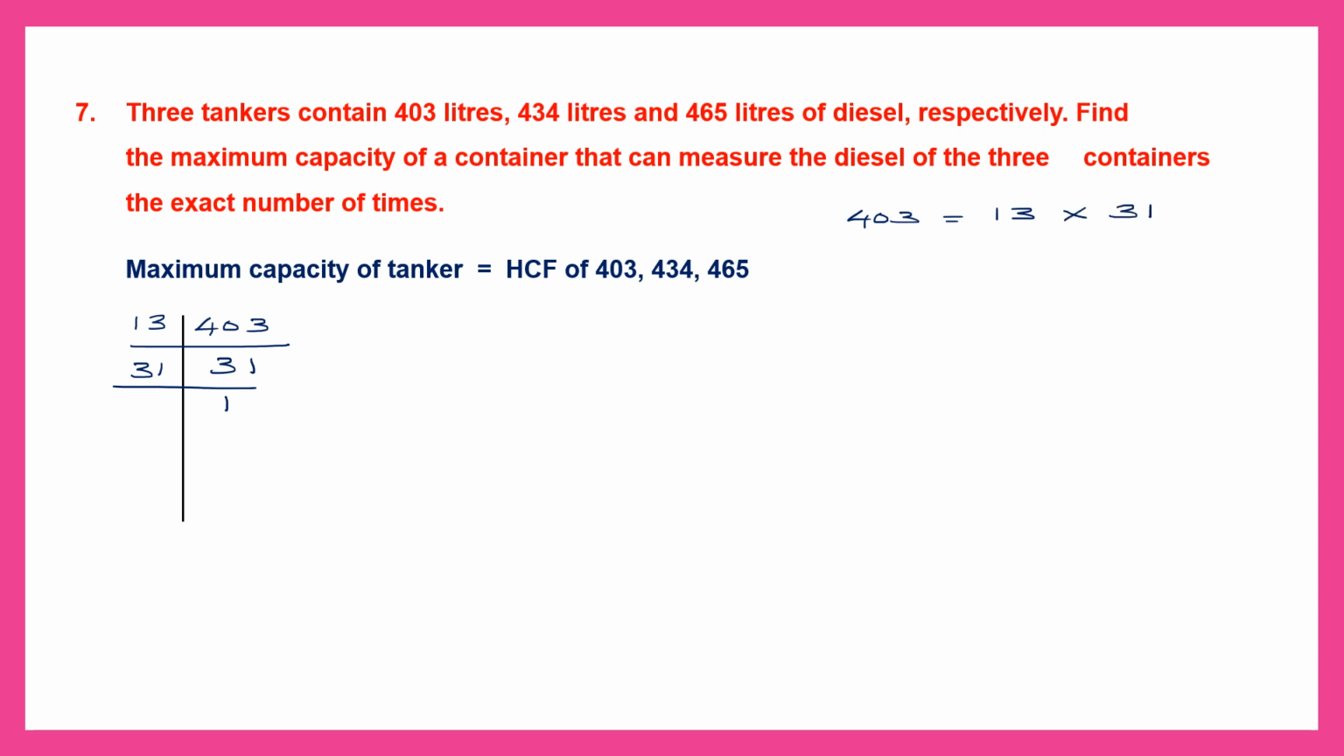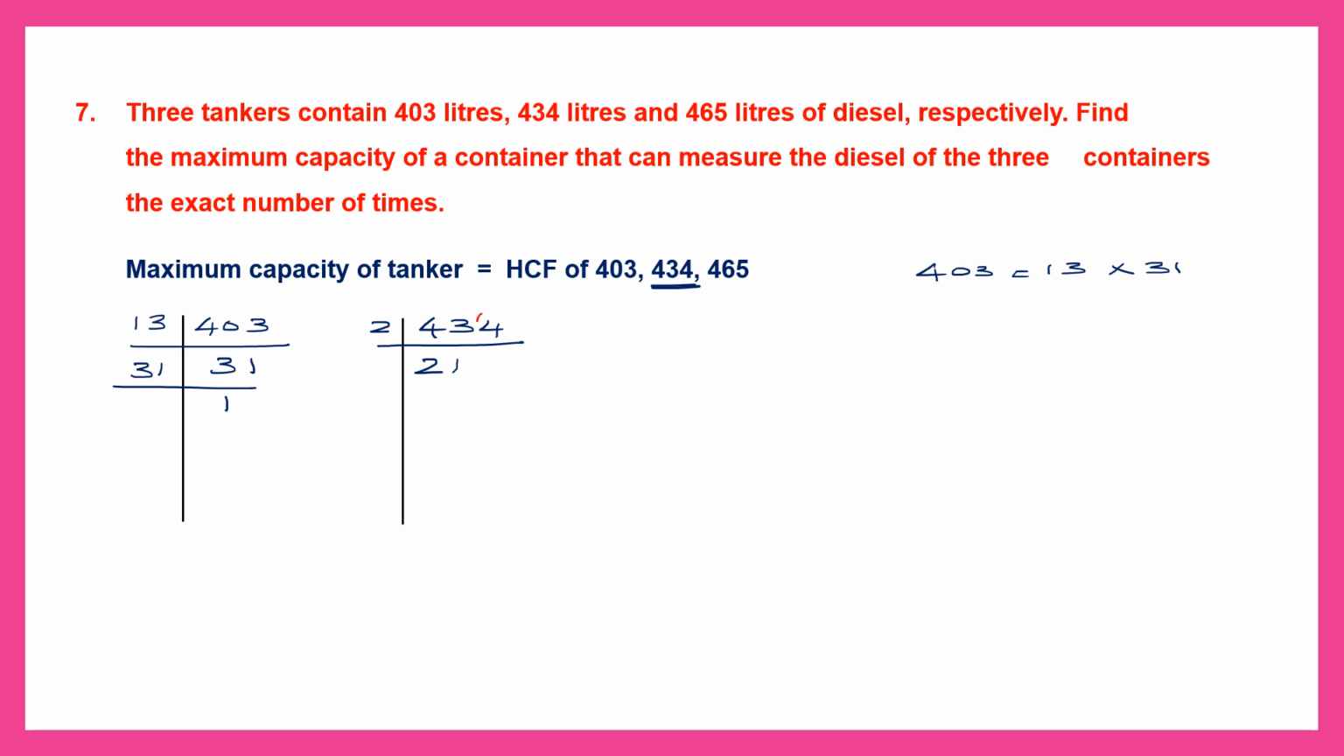Now let's find the prime factors of 434. Now 434 is an even number, so we can divide this by 2. 2 twos are 4. Now let's take 3. 2 ones are 2, so there's 1 left.